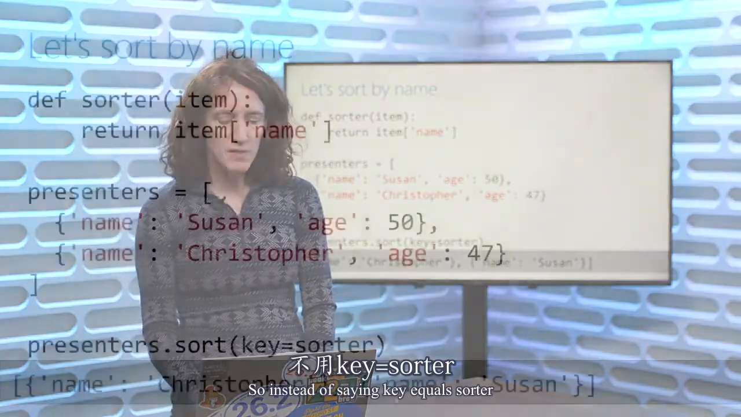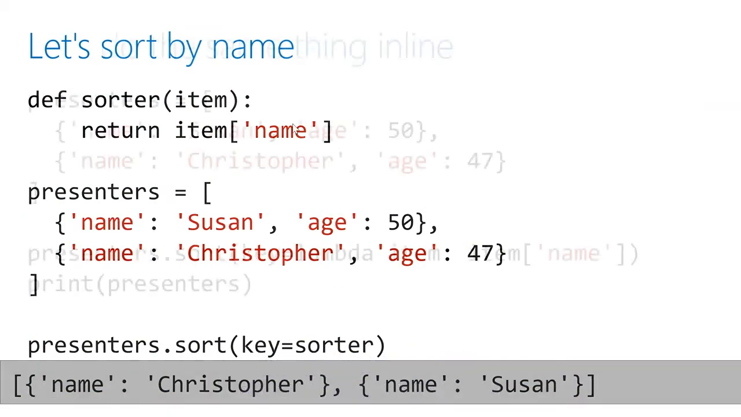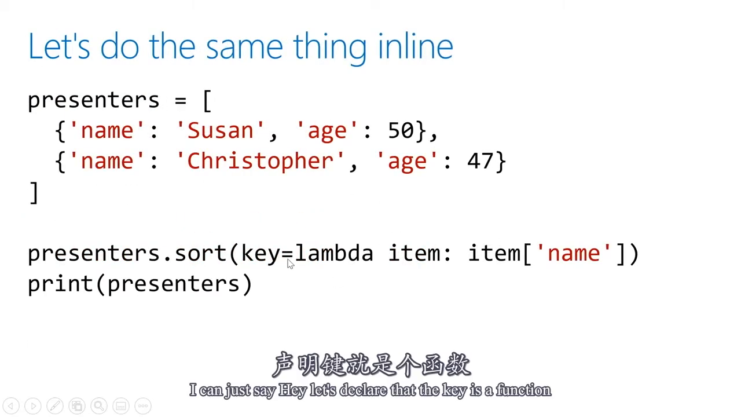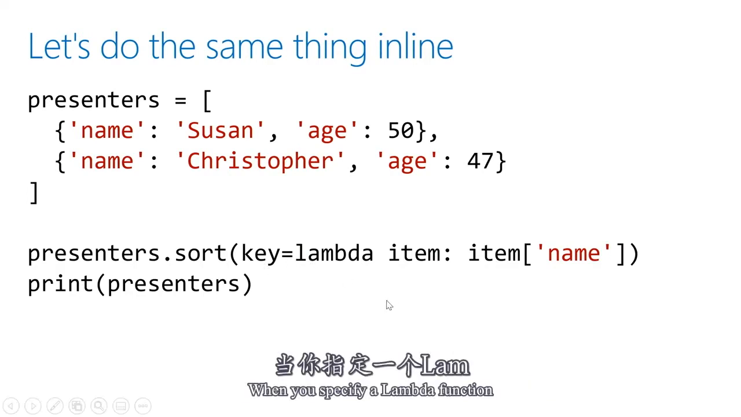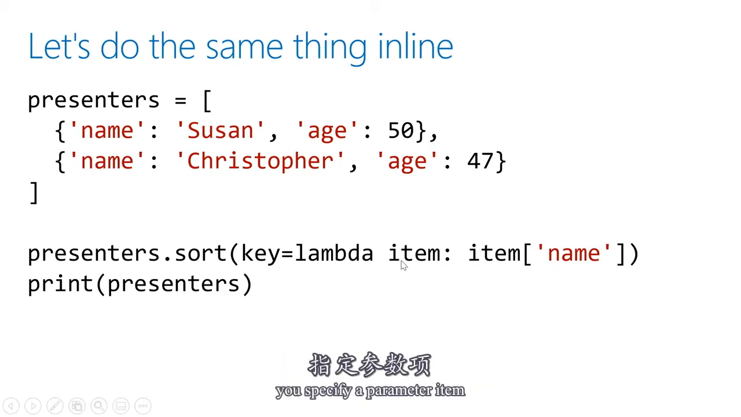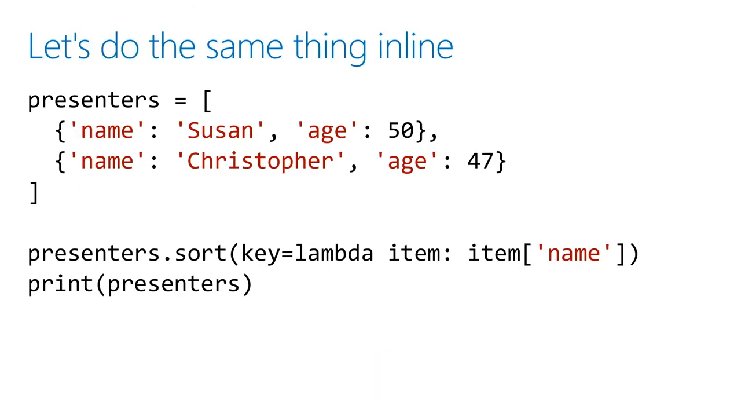So instead of saying key equals sorter, and sorter is a function declared up here, I can just say, hey, let's declare that the key is a function, and that function is a lambda function. When you specify a lambda function, you specify a parameter, item, and the value to be returned, the item name. So let me deconstruct that a little bit for you.